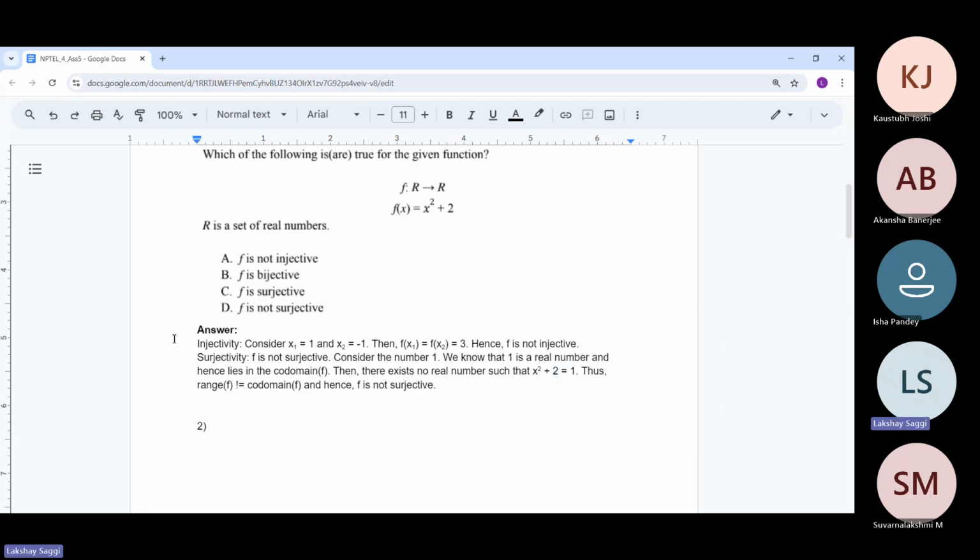Okay. So we know that it is neither injective nor surjective. So it will definitely not be bijective, obviously. So the correct answers are options A and D. Options A, comma D, yeah, correct.